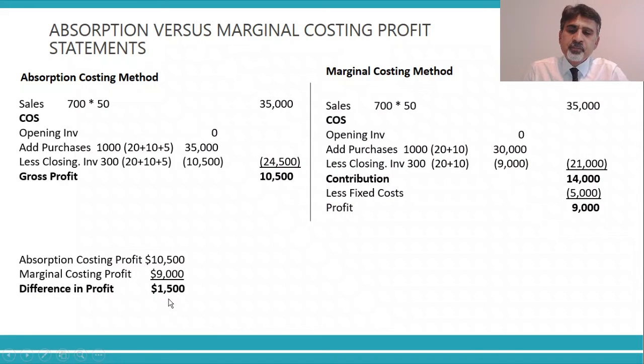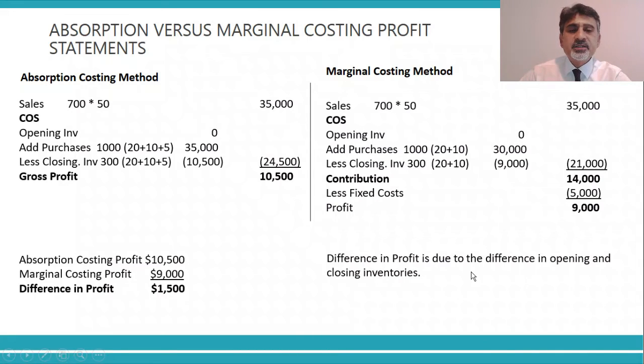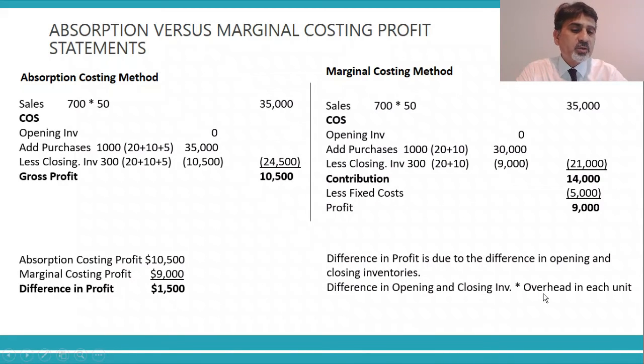Where does this difference come from? What is the source of that difference? So that difference comes like this: the difference in profit is due to the difference in opening and closing inventories. So the rule is that whatever is the difference between opening and closing inventories is multiplied by the fixed overhead in each unit. If you remember, our opening inventory was 0 and closing inventory is 300 because we produced 1000 units and we sold only 700 units. So it means that 300 units were in our closing inventory. And in each unit, our fixed overhead was $5. So 300 multiplied by the fixed overhead in each unit, 300 multiplied by $5, 1,500. This is the difference, 1,500.